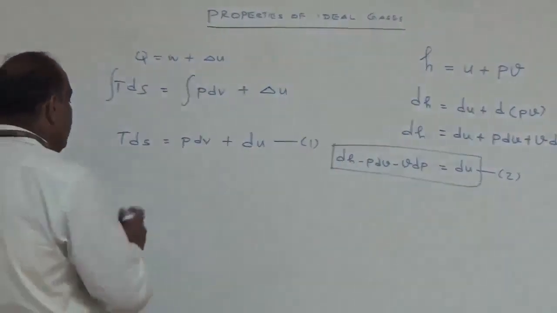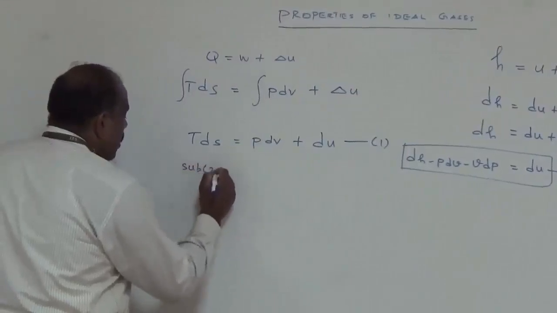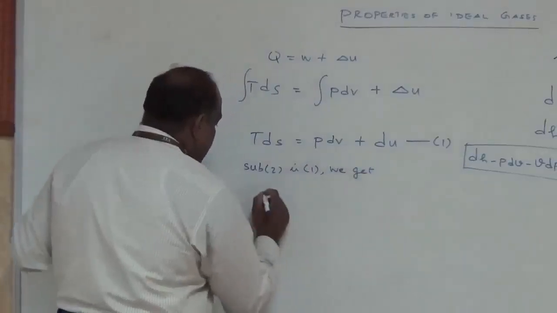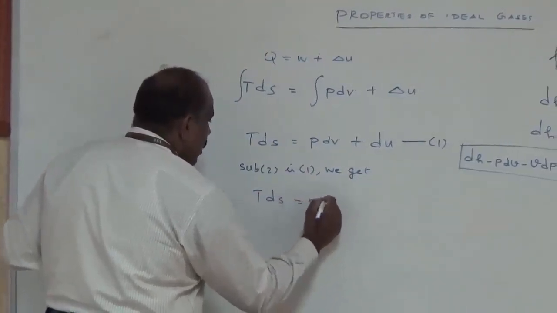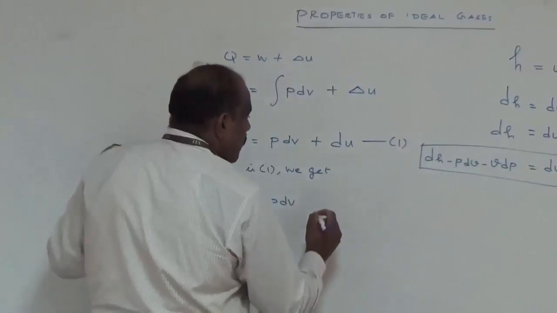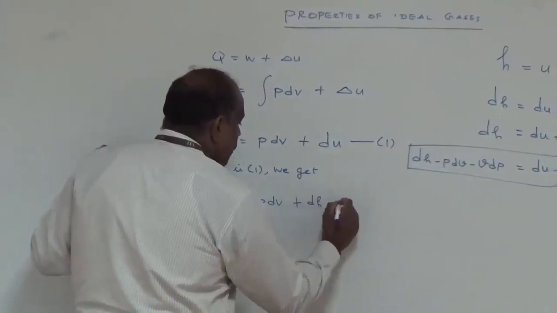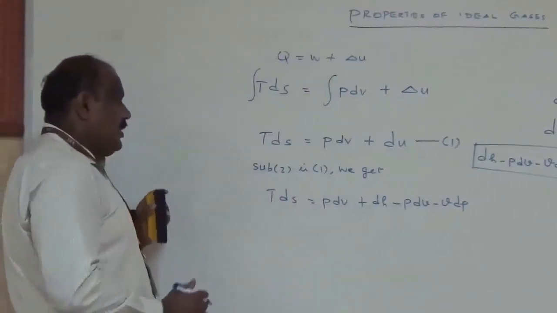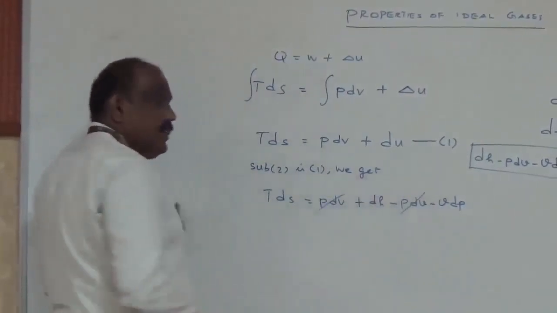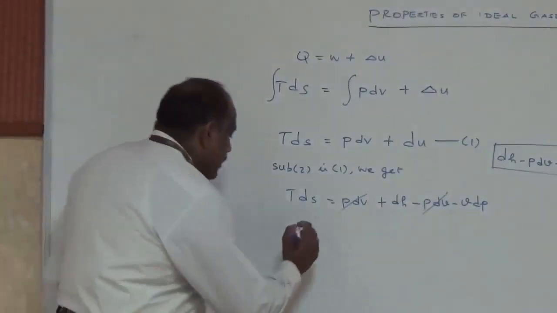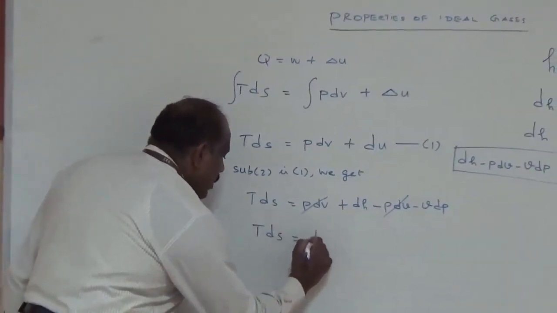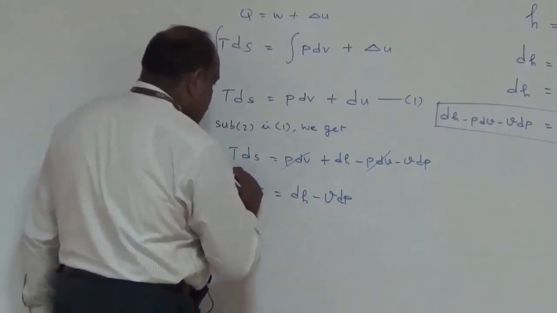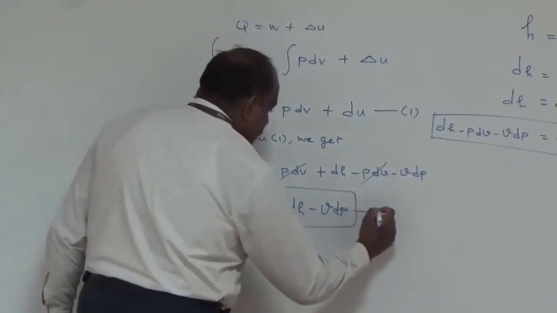Now substitute 2 in 1. So TdS will be equal to PdV plus dH minus PdV minus VdP. We can see that the PdV and minus PdV terms will get cancelled. So we will end up with TdS equal to dH minus VdP. We give this as equation number 3.